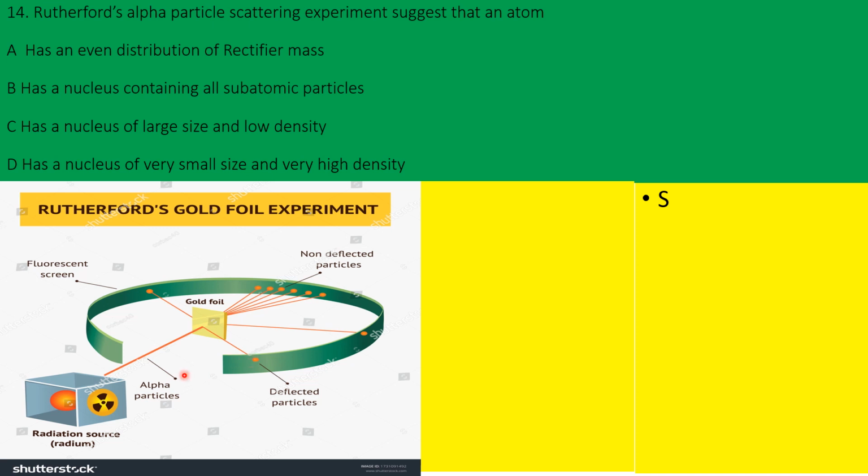The alpha particles are quite massive, so if they are deflected through large angles like this, then the nucleus must be very small, which is why many went through, and highly massive, which is why they are deflected at very large angles, right? And also positively charged, of course, but that's not mentioned there. So D is our best answer.